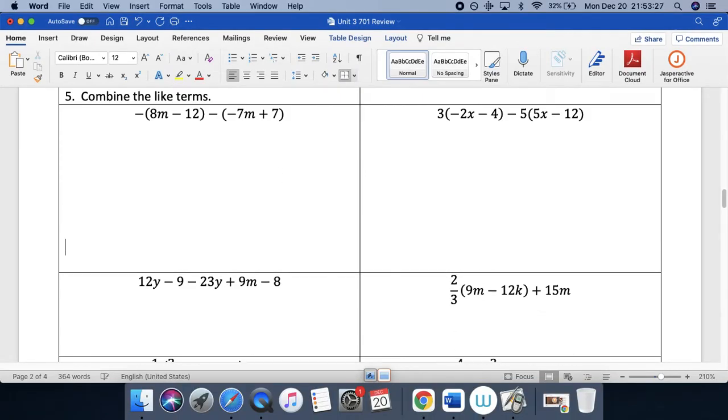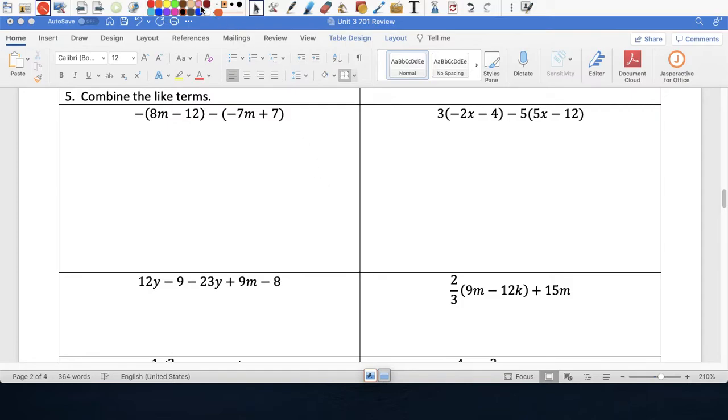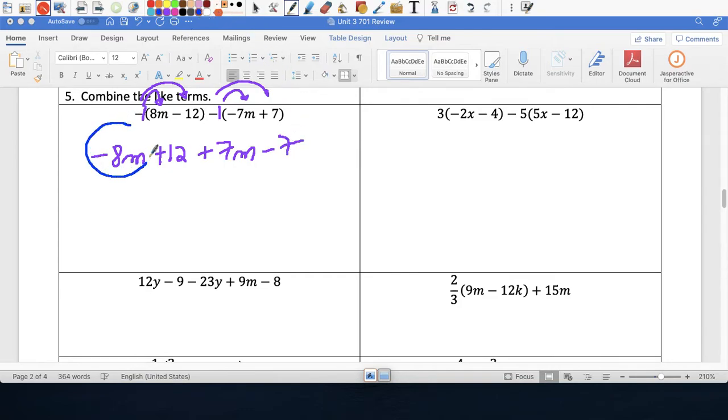All right. Remember, there's an invisible 1 here. There's an invisible 1 and there's an invisible 1. Negative times a positive is a negative. Negative times a negative is a positive, and 1 times 12 is positive 12. Again, distributive property again. Negative times a negative is a positive. 1 times 7m is 7m. Negative times a positive is a negative, and 1 times 7 is 7. Can I combine like terms? Yeah. Combine this one with this one. Negative 8 plus 7 is negative 1m. And then 12 minus 7 is positive 5.